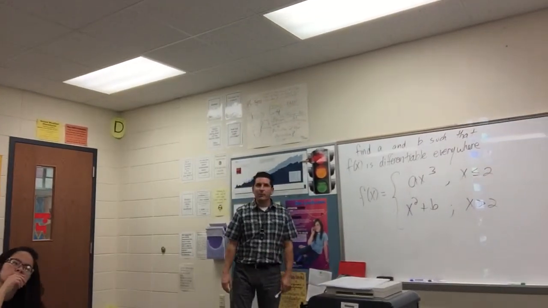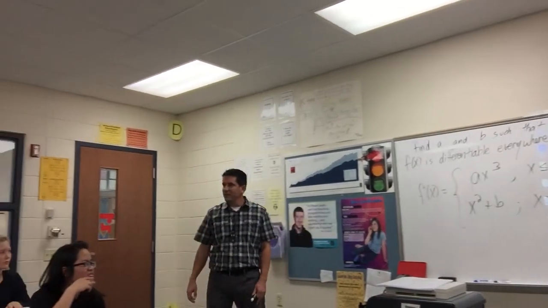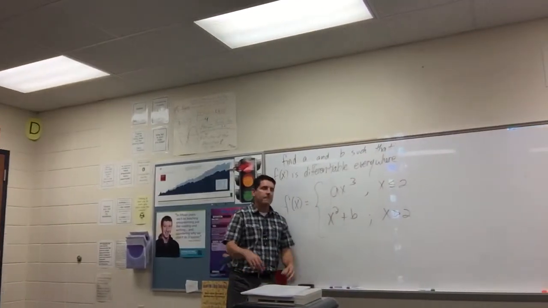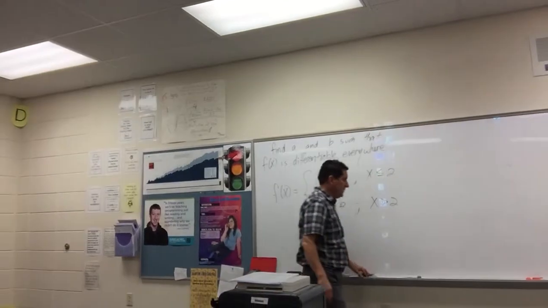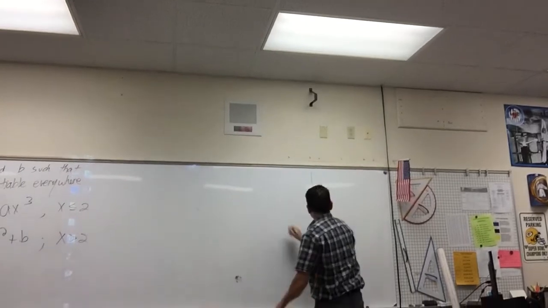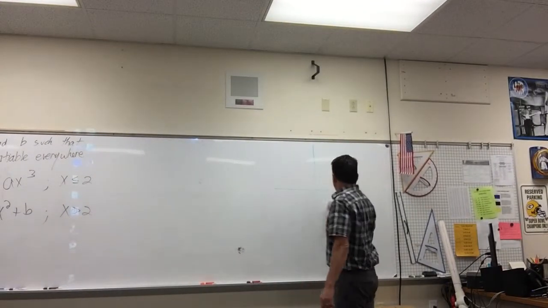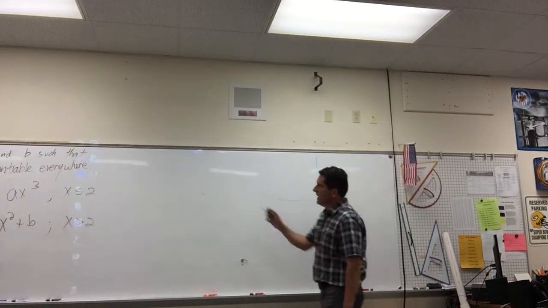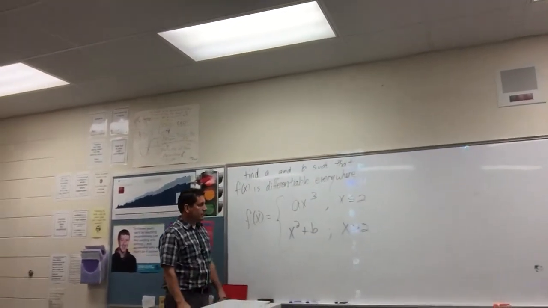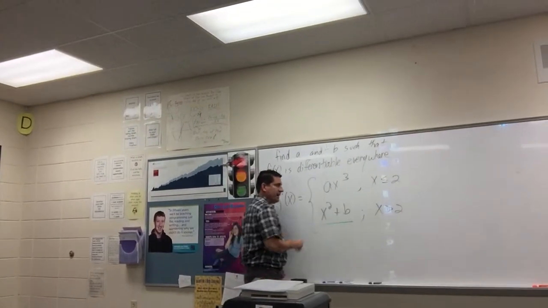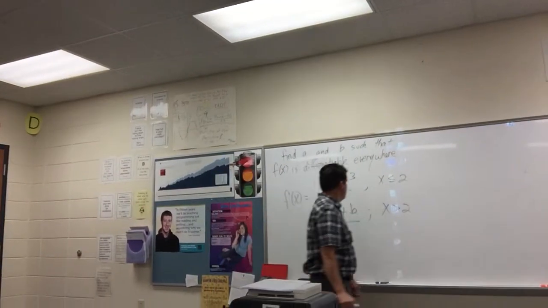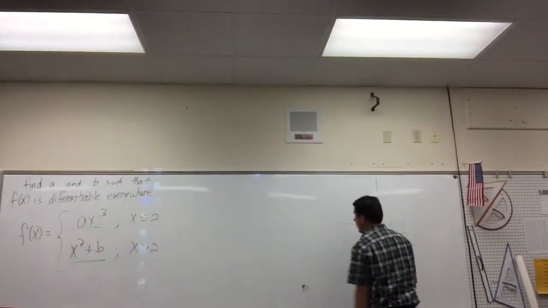Whatever happened to all the numbers? Numbers are gone. Got all these letters. So we got to find the values of A and B. Okay? Stop and think about what this means. So we draw ourselves a picture. Okay? At x equals 2, that's where the magic happens. That's where we have to really be careful. I spy a parabola and a cubic. Okay? So the parabola is x squared plus b.